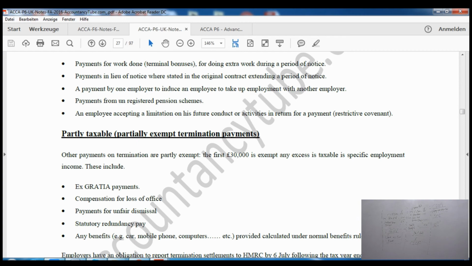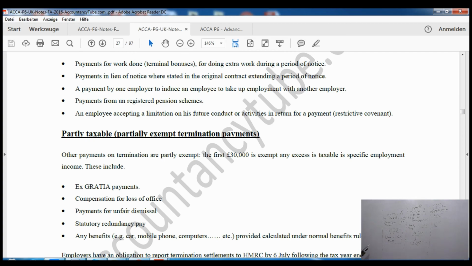First one is ex gratia payment. Now, ex gratia payment simply means that amount which is given out of goodwill. Say for example, if you're leaving that company and the employer does not owe you anything, but he still gives you some amount when you go out of the company, because you have worked so hard, so he just gives you an extra amount because he thinks he should.